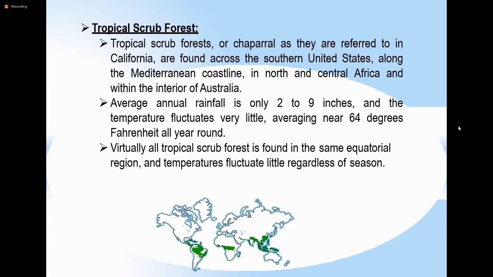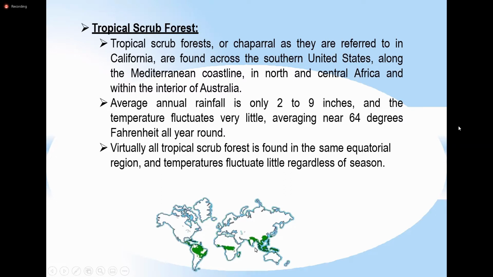Average annual rainfall is only 2 to 9 inches of water, and the temperature fluctuates very little. Means it is warm all the time, averaging near 64 Fahrenheit all throughout the year. Virtually all tropical scrub forest is found in the same equatorial region. If you see the belt on the world map, they are more or less in the same equatorial region.